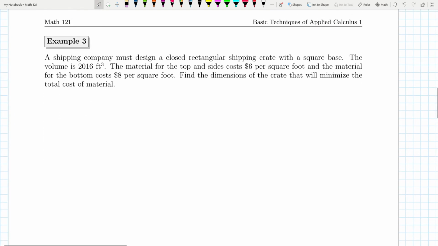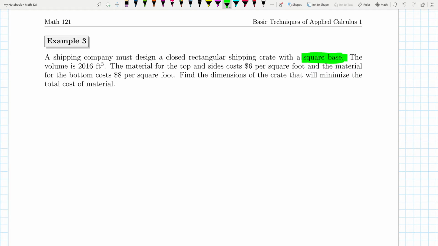The next one is a very classical problem that involves finding the surface area without actually giving us the hint that this is the surface area that we have to deal with. So what do we have? We have in this case that a shipping company must design a closed rectangular shipping crate with a square base. All right, that's one of the key words. Square base.